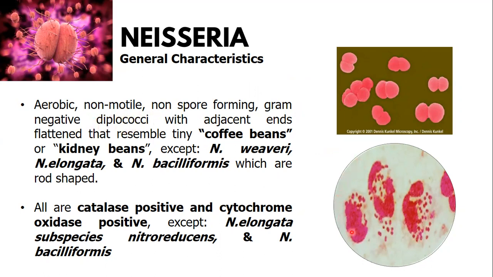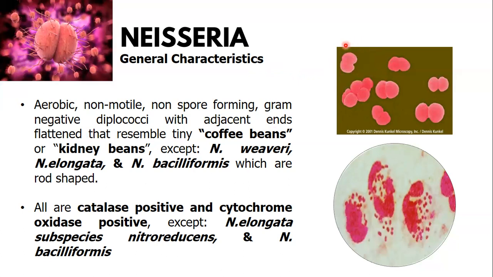As you can see in this microscopic view of a specimen that is subjected to direct microscopy, you can see here gram-negative diplococci. Gram-negative in the sense that they are able to retain the safranin counterstain, and they are cocci because of their spherical appearance. However, they are diplococci because they are arranged in pairs, and take note that its distinguishing characteristic includes the presence of adjacent ends that are flattened.